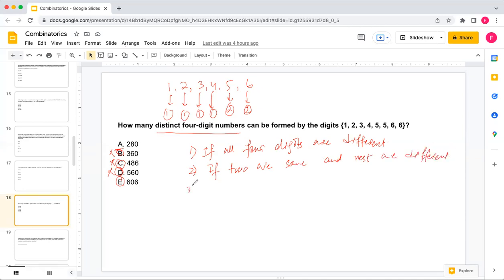The next scenario is, if you have 2 pairs, 2 of one and 2 of the other, right? So in short, we have basically 3 types. And if you consider the first type and you want to make a 4-digit number, then how many ways can you do that?